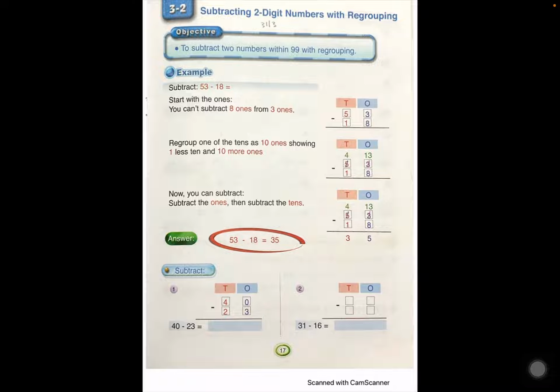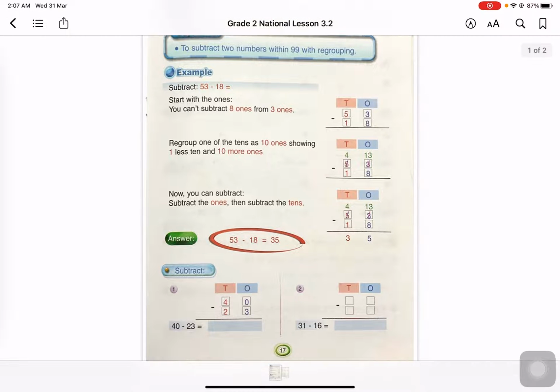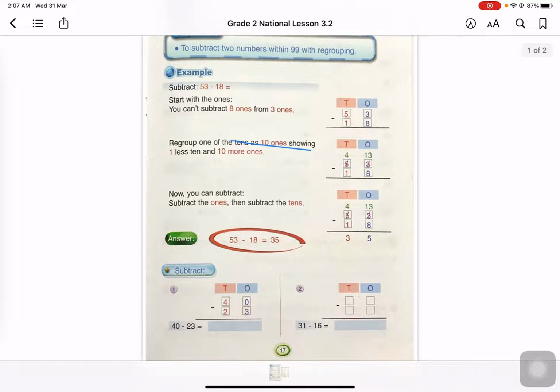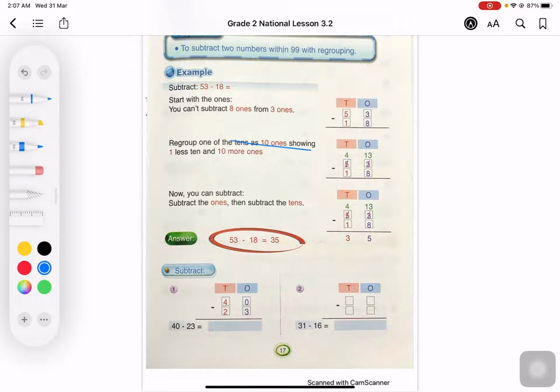It is page 17, so all of you put your books in front of you. And today is 31 of March. Please write the date on your books. Today is the last day of March, 31/3. Tomorrow, Thursday, we are going to start a new month.